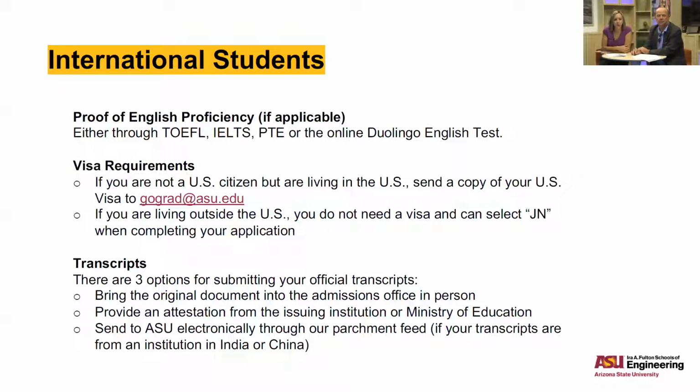Transcripts: we have 3 options for submitting them. If you're local, you can bring the documents into the admissions office. You can provide an attestation from the issuing institution or the Ministry of Education, or you can send to ASU electronically through Parchment feed, particularly if you're sending your transcripts from an institution in India or China. Again, the enrollment team can help guide you if you have questions about getting your transcripts to ASU. We also have more information about sending transcripts in the FAQ document posted on our website, and we'll give that link again at the end of the presentation.